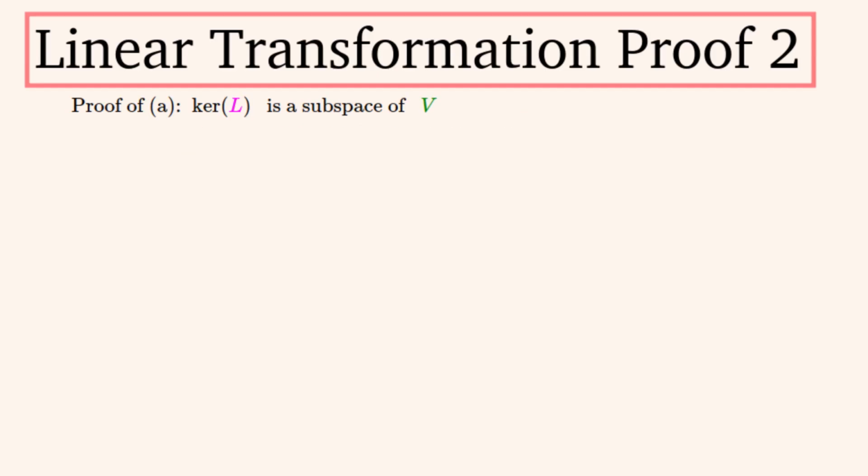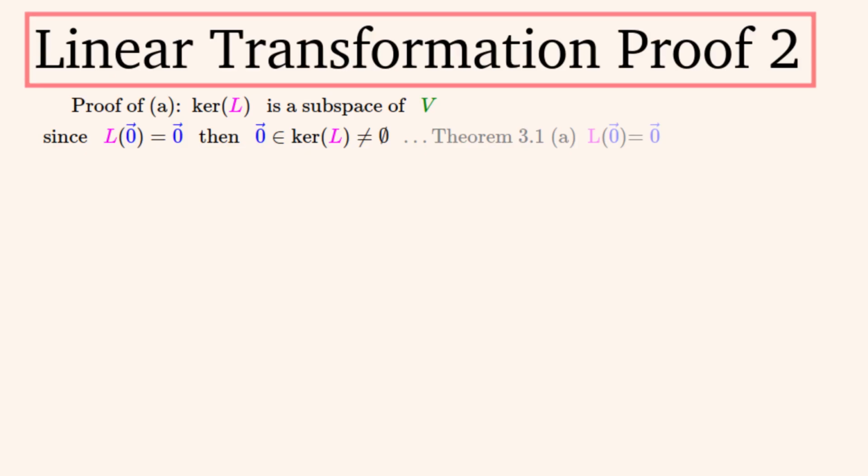So now to prove this statement, that the kernel of L is a subspace of the domain V. That is, it's not only a subset of V, but it's a vector space itself. So now to prove this. The kernel contains at least the zero vector, because it maps it onto zero. We got this from theorem 3.1 part A. So the kernel of L contains at least one element, so it isn't empty.